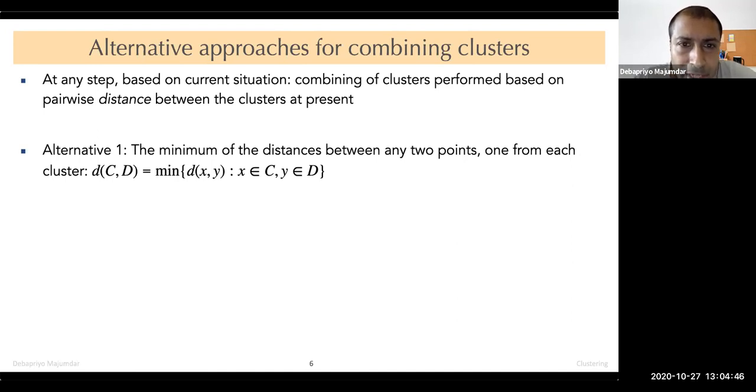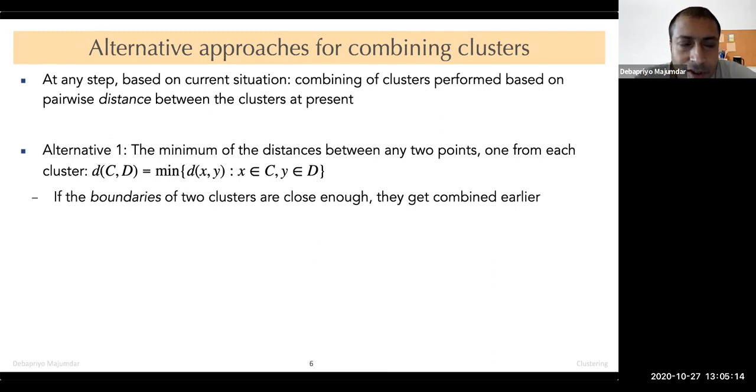Another is the minimum of the distances between any 2 points. So instead of the captains, or the representatives or centroids of the clusters, what we do here is take the minimum of the distances between any 2 points, one from each cluster. That means the distance between clusters C and D would be the minimum of the distance between x and y, where x is from C and y is from D. What will this do? If the boundaries of the two clusters are close enough, then they will get combined earlier.